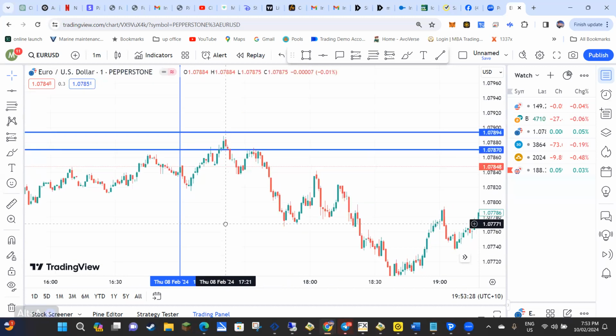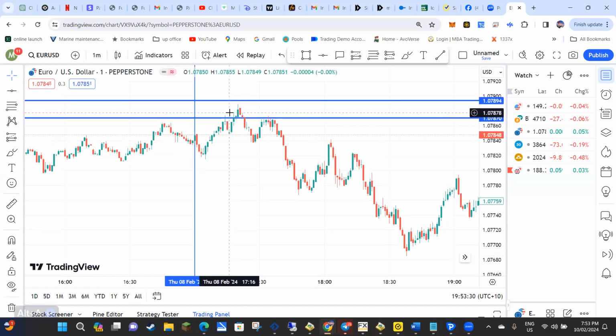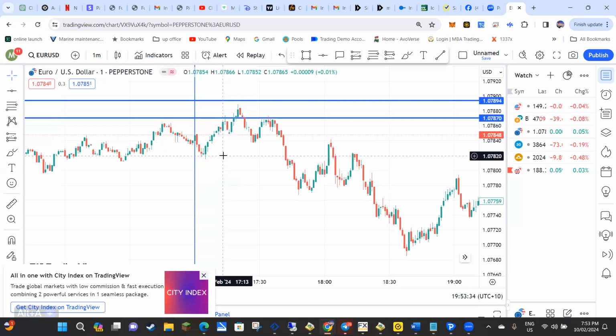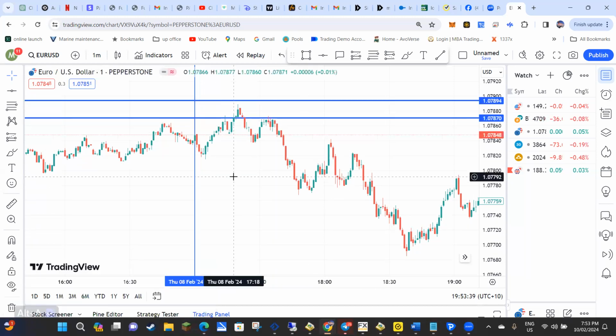But we'll go through ways of identifying support and resistance. We'll also talk about market structure and working out which way the market's trending. A couple of the most basic but most important things you need to know. And from there, we'll delve into more serious strategies.